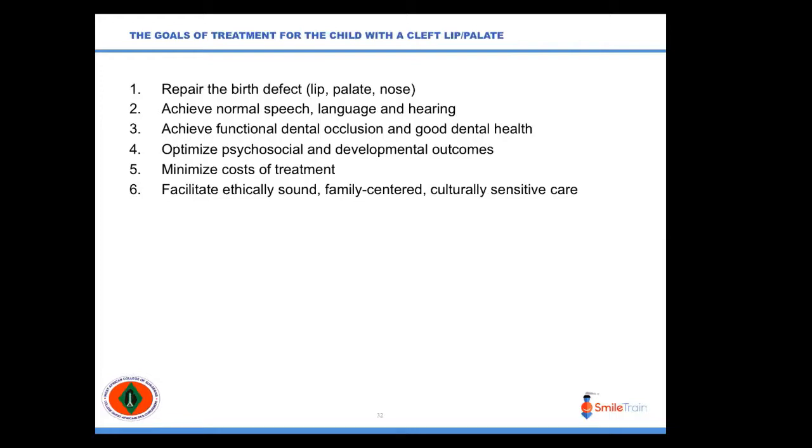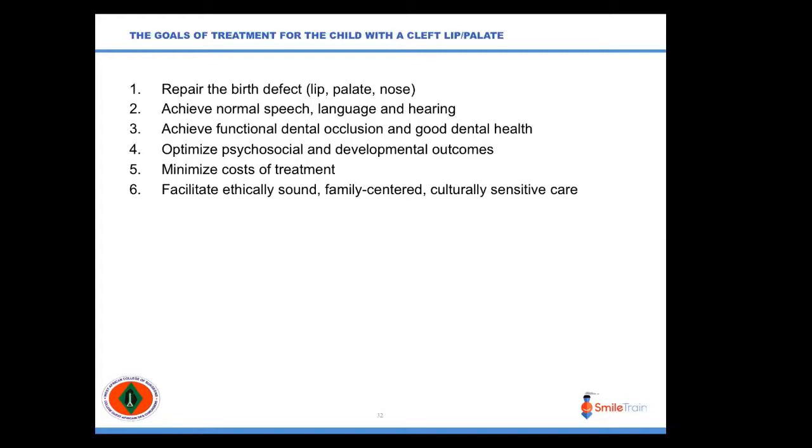We have 6 goals in the treatment of a child with a cleft lip and palate. The first one is to repair the birth defect, which can be the lip, the palate, and the nose. The second one is for us to achieve normal speech, language, and hearing. So our job is not completed once the obvious things are closed. We need to treat the patient holistically. What they need is not only the surgical repair, but also to develop normal speech, language, and hearing. Apart from these, they also need to achieve functional dental occlusion and good dental health, and also optimize the psychosocial and developmental outcomes.